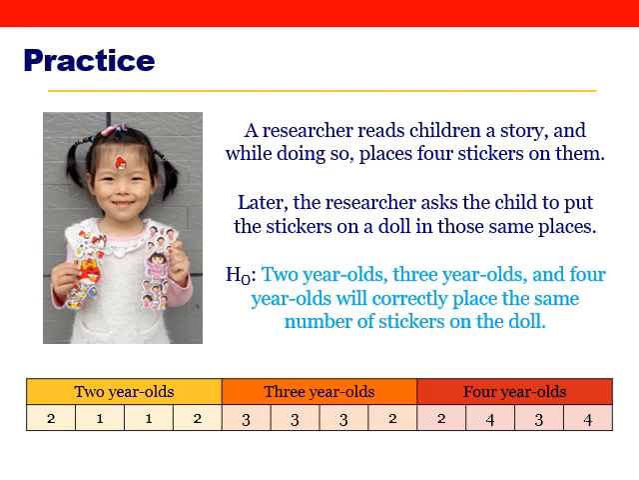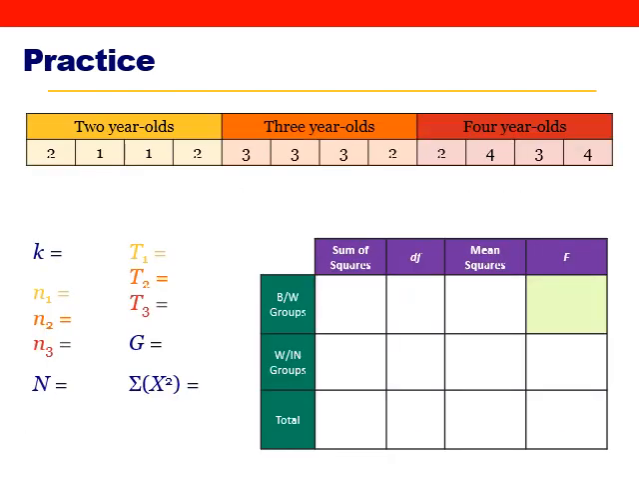We have three groups, again, 2-year-olds, 3-year-olds, and 4-year-olds. Each group had 4 kids in that group, so 12 kids total in this study. And the numbers show us how many of the 4 stickers each child was able to correctly place on the doll. Pause the video and, using the data at the top of the screen, see if you can fill in the values at the bottom. What's the value of K, small n, big N, T for each group, the grand total, and the sum of x squared? Once you get those values, we'll go over them together.